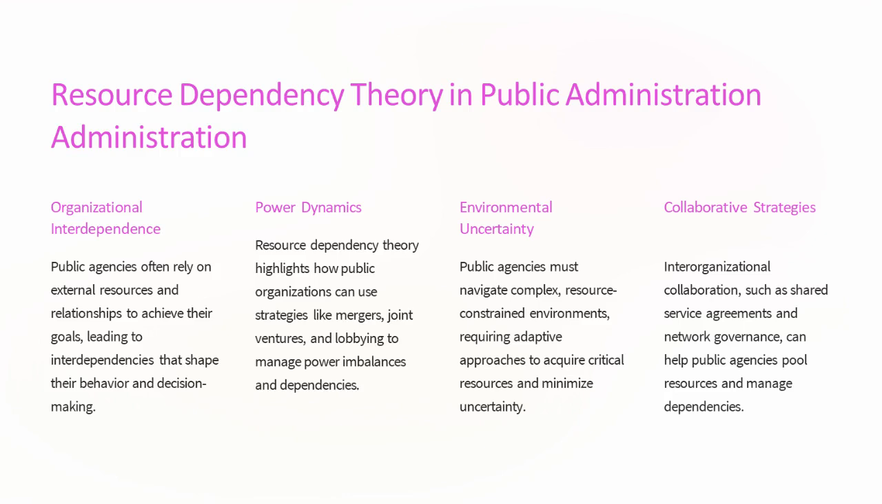Public agencies rely on external resources and relationships to achieve their goals, leading to interdependencies that shape their behavior and decision-making. Resource dependency theory highlights how public organizations can use strategies like mergers, joint ventures, and lobbying to manage power imbalances and dependencies. Agencies must navigate complex, resource-constrained environments, requiring adaptive approaches to acquire critical resources and minimize uncertainty. Inter-organizational collaboration, such as shared service agreements and network governance, can help public agencies acquire resources and manage dependencies.